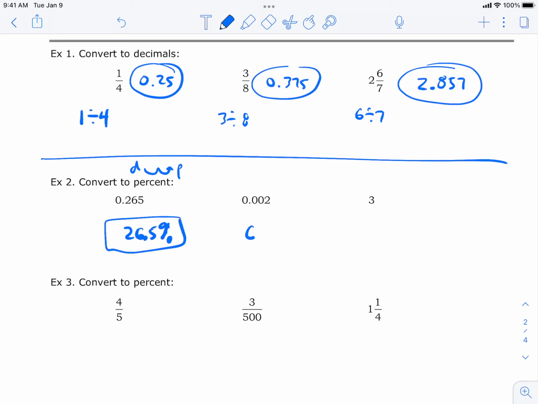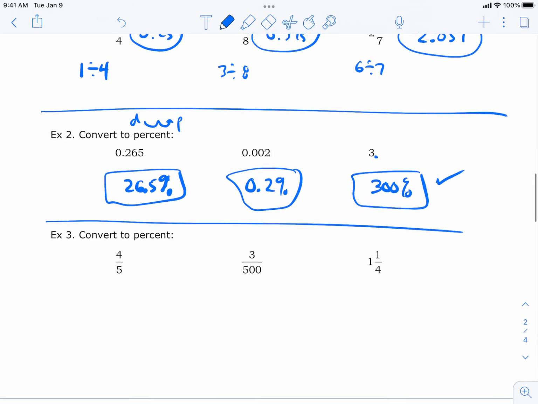If I slide this one 2 places, it's going to be 0.2%. The decimal goes there. If I slide this one 2 places, right now it's like a 3 point. If I slide it 2 places to the right, it's going to be 300%. So if you have 3 times as much, it means you have 300% as much, and so on.